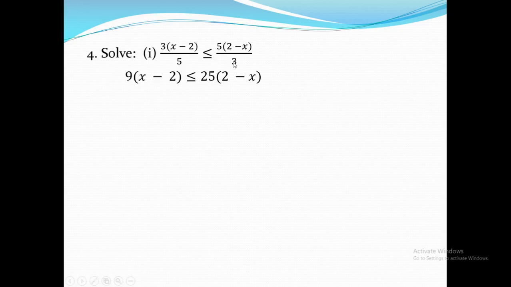Now you have to cross multiply. Take this 3 this side and multiply with this 3. So 3 into 3 is 9. The same way, take the 5 and multiply to the right hand side. So 5 into 5 is 25.